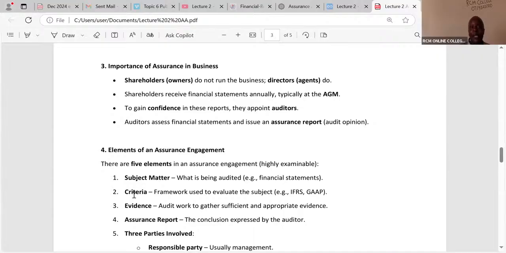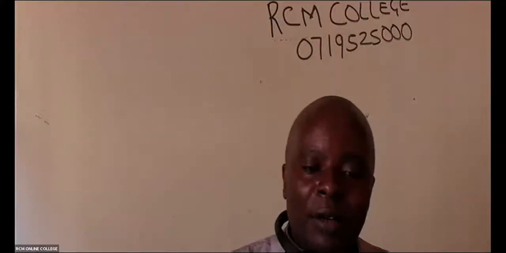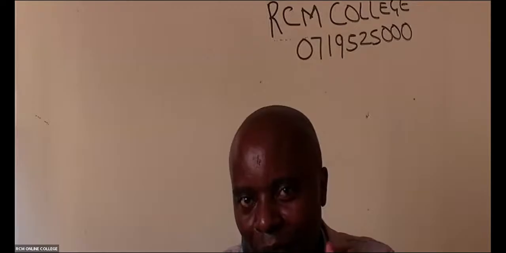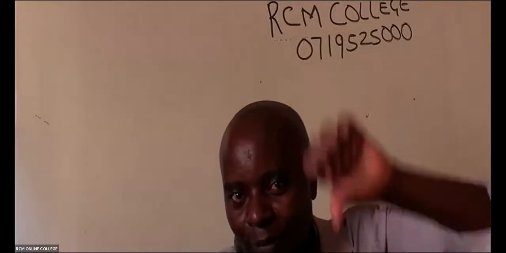Number 2, there must be a criteria. There must be a framework against which I'll be auditing those financial statements. I'm not going to audit those financial statements in a vacuum. No, there must be a framework, the criteria. So the framework used to evaluate the subject matter, which in our case is the famous International Financial Reporting Standards. So I'll be asking myself, if these guys have had a provision for some legal services, have they followed the IFRS framework? If they have, good. If they have not, bad.